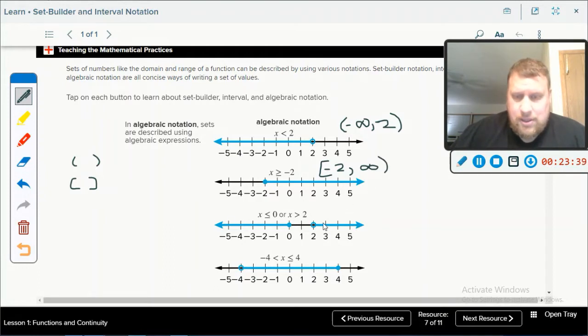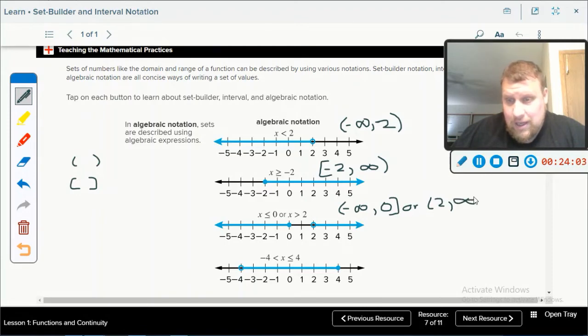This one right here looks a little different. It's going to be negative infinity to 0. And at 0, we're going to do a square bracket because 0 is included. Or it's going to be what? 2, which is not included, so we're going to use the parenthesis, to positive infinity. And because we're going to infinity, again, we use that. Now, this is how you do it. It's going to take some getting used to, but really not that bad once you get used to it.